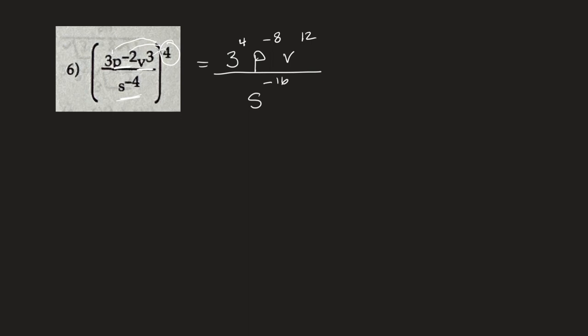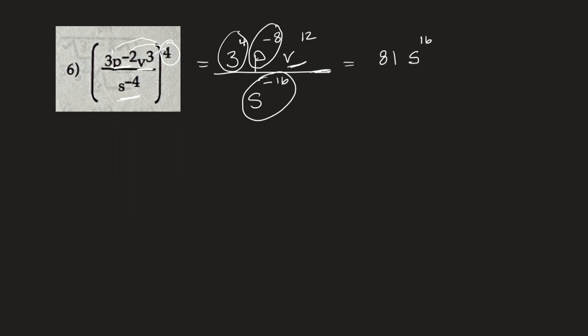And now I can simplify a little bit, like that 3 to the 4th. I can rewrite that as 3 times 3 times 3, or 81. And then anything with a negative exponent, that one and that one, I can move to the other side of the fraction line and make them positive. So I'm going to put the S one up to the top, make it positive 16.